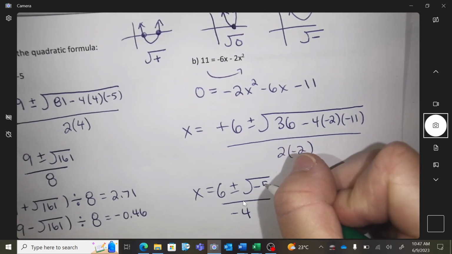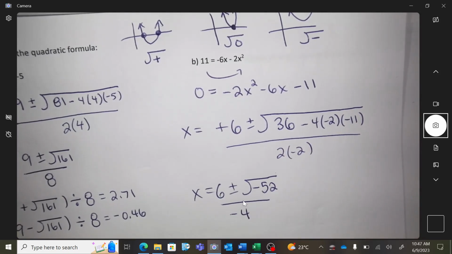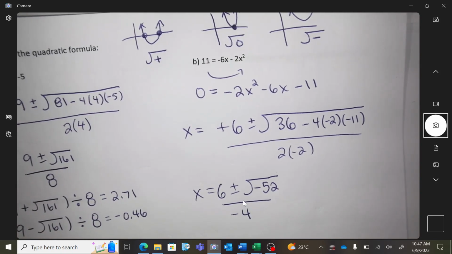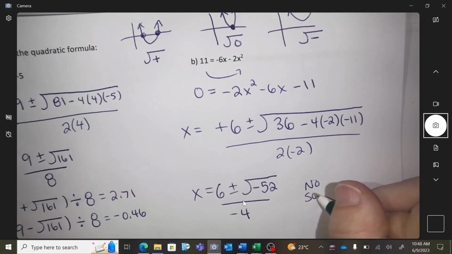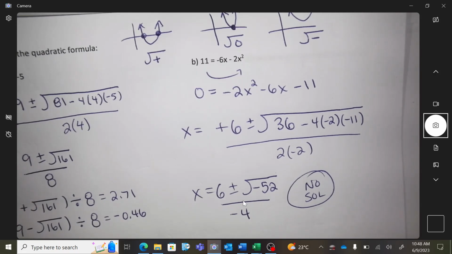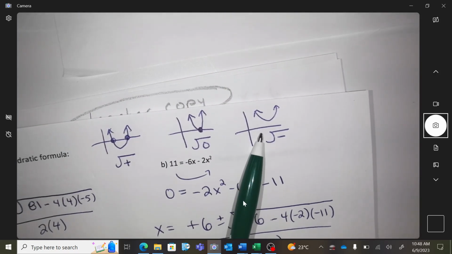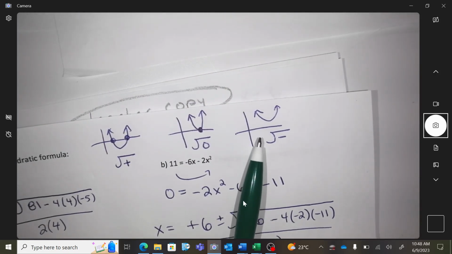Anybody else get negative 52 in the radical? So, I already know my answer. What is it? There's no solution to this, which means I have a parabola that just never touches the x-axis, ever.